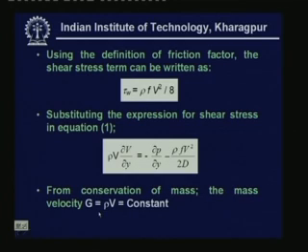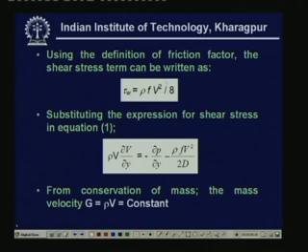So, using the definition of friction factor, the shear stress term can be finally written in this form. Tau w is rho f v square by 8, where rho is the density, f is the friction factor, and v is the velocity of the fluid. And substituting this expression in the expression for shear stress, we finally get this expression: rho v dou v by dou y is equal to minus dou p by dou y minus rho f v square by 2d. And we have seen that from the conservation of mass, G is equal to constant.